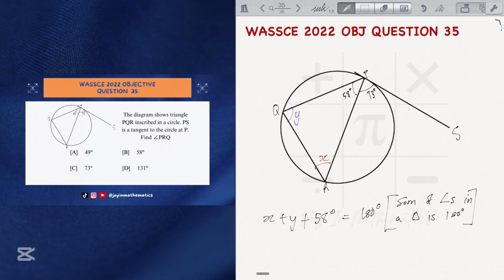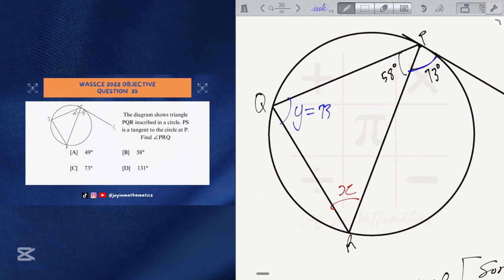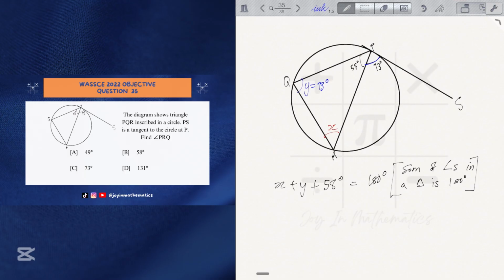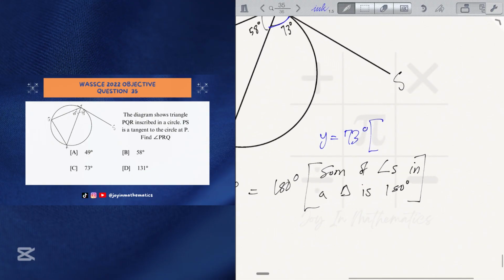So in this case, what is Y? If we look closely, we have a segment on this side, and we also have another segment on this side. Now from circle geometry, there is a principle of alternate segments. So from alternate segments, this angle 73 degrees is equal to Y. So Y, let's write it somewhere, is equal to 73 degrees with the principle of alternate segments.